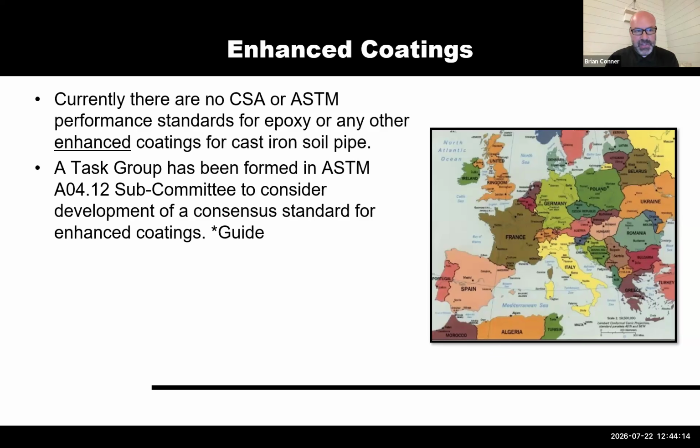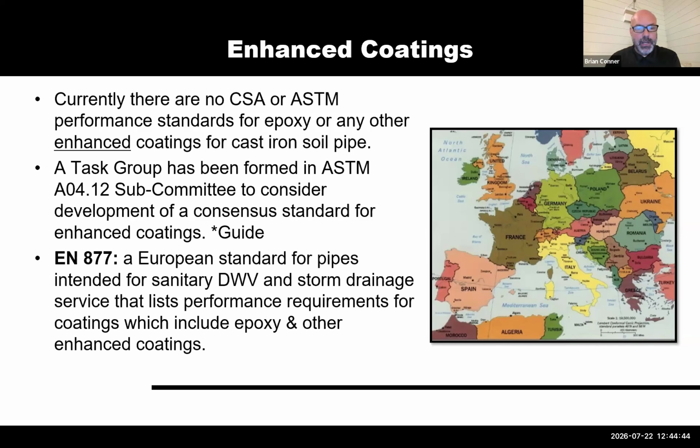The industry acknowledged that. However, currently there are no CSA or ASTM standards for performance of epoxies and other enhanced coatings. Now, a task group was formed within ASTM in the subcommittee for the cast iron standard, and they have since developed what they're calling a guide. It currently contains some permissive language, so they're working to fix that so they can make it a standard.